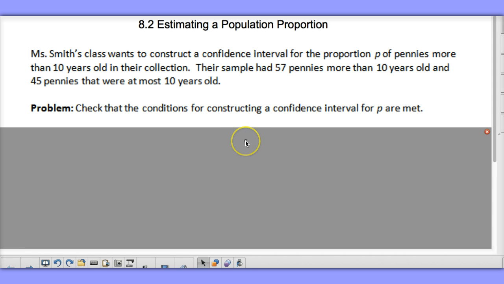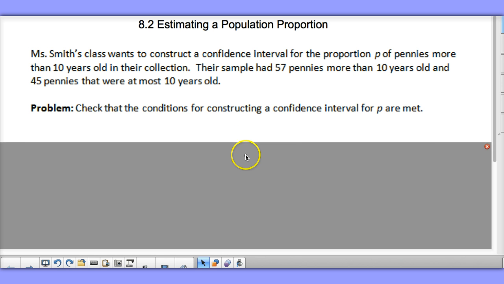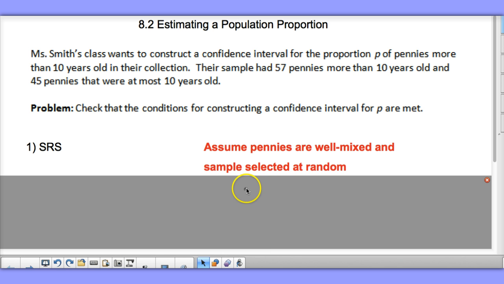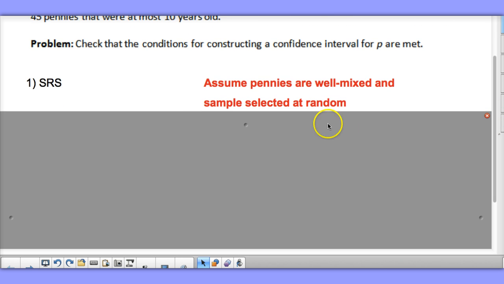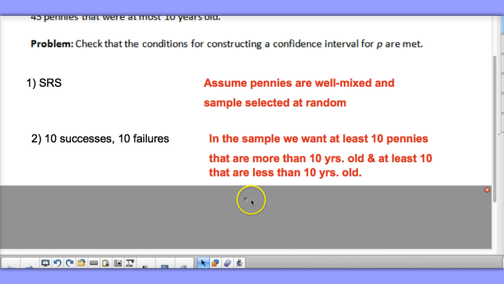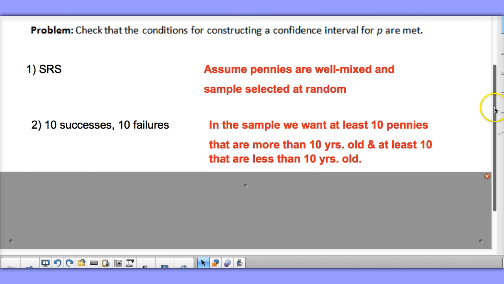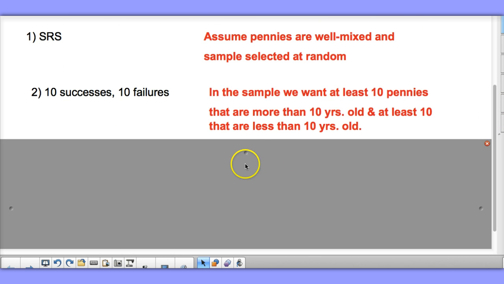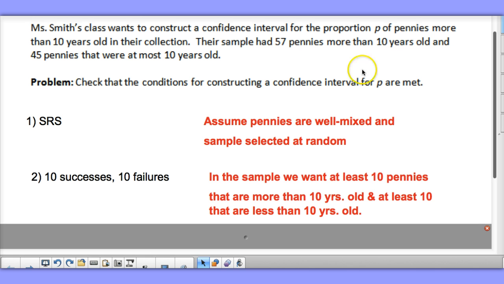These are conditions we've taken a look at already. One, as you can have already guessed, is simple random sample. We're going to assume that the pennies are well mixed and that the sample was selected at random. The second condition is that there are at least 10 successes and 10 failures. This allows us to use normal distribution approximations. So at least 10 pennies that were more than 10 years old and at least 10 that were, this should really say, 10 years old or younger. We had 57 and 45, so that condition's met.